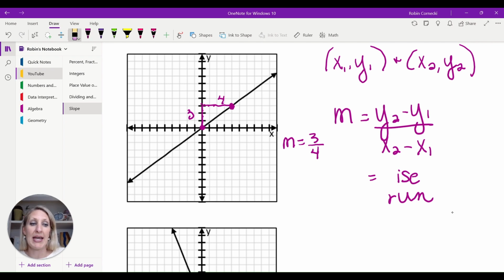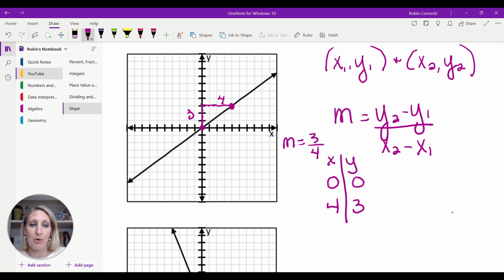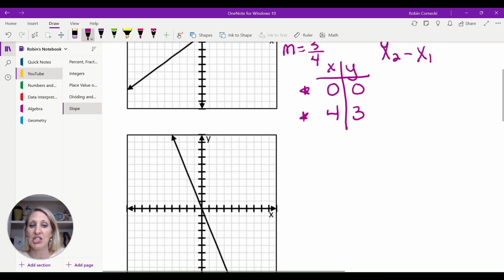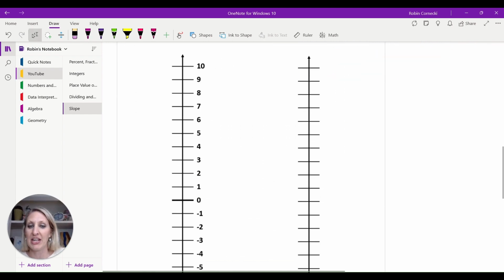I'm going to put the information of the two points in the table. So we have (0, 0) and then (4, 3). I'm going to label my table X and Y. This is my first ordered pair, and this is my second ordered pair. I'm old school, and I've been teaching for 20 plus years, so I used to call this a T-chart because it looks like a T. What we're going to do is count the change in our Y values and our X values, and to do this, I like to use a vertical number line.